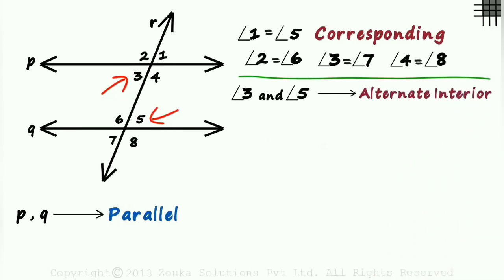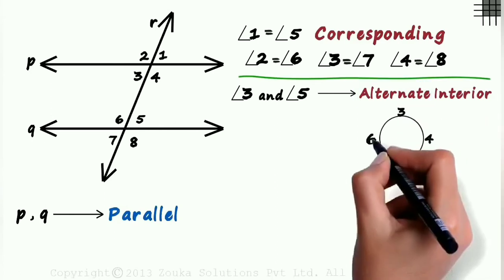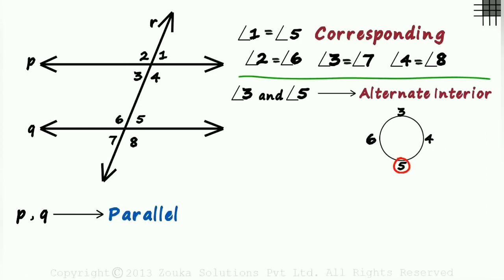We know why they are called interior, but why exactly are they called alternate? If we have a round table with numbers 3, 4, 5 and 6 around it, then 5 is alternate to 3. That's because after 3, you skip one position and take the next. Similarly, 6 will be alternate to 4.